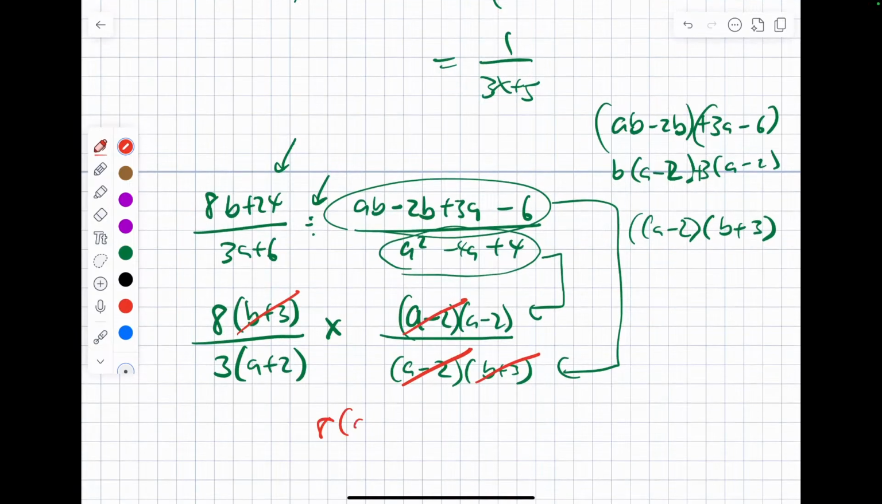And it's going to be A of A minus 2 over 3 of A plus 2. Now, can they cancel? No. Nothing I can cancel there. So this is keep, change, flip.